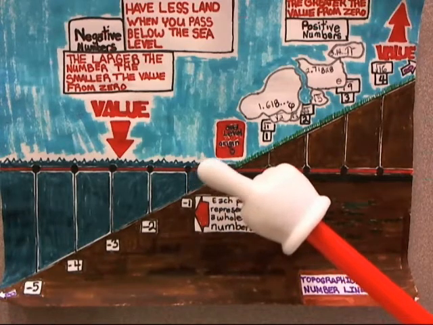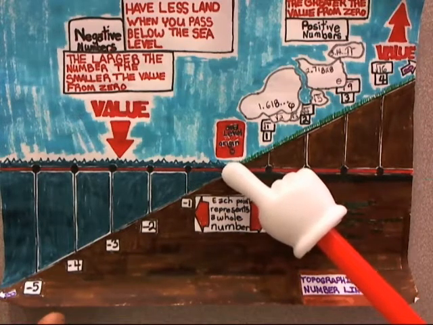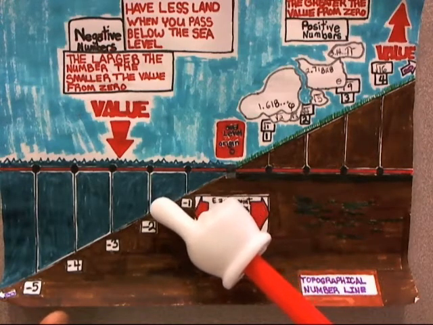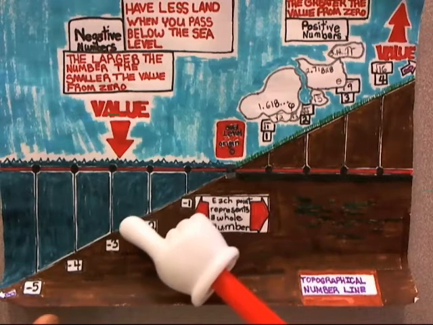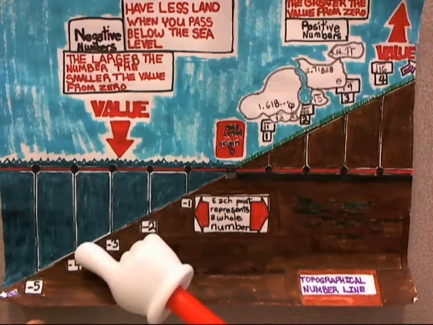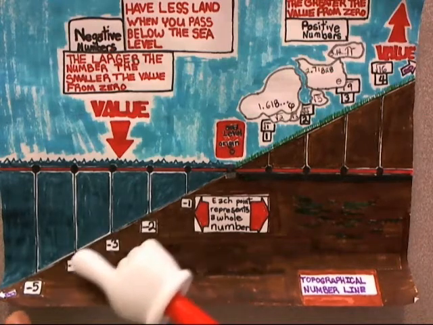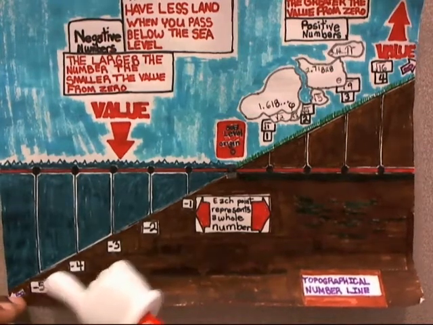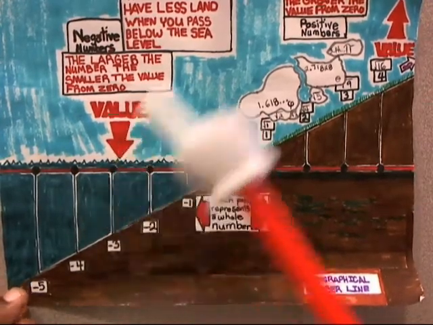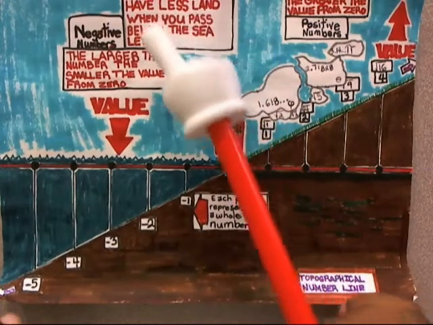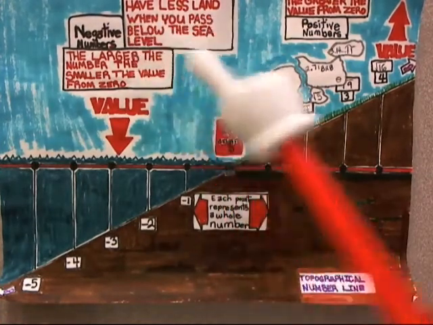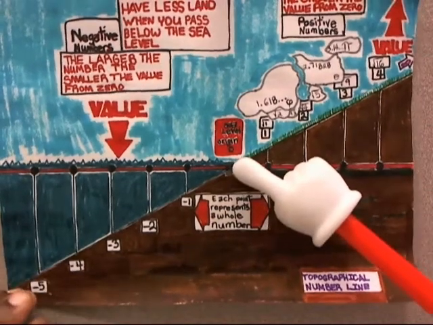I'm trying to get these in. So the farther down that you go, you're going to have to be a pretty good swimmer, because you might be seeing the hammerheads and the great white sharks and the big whales. The farther down means the less land there is and the more water there is. And this means you have less land when you pass below sea level.